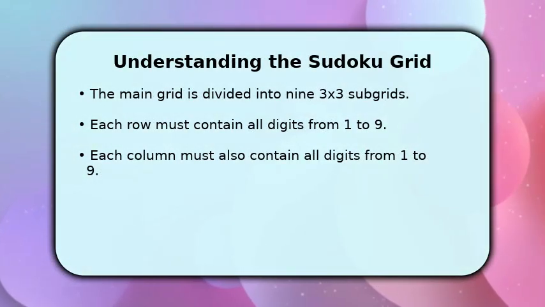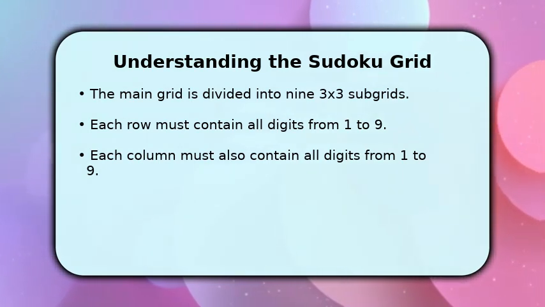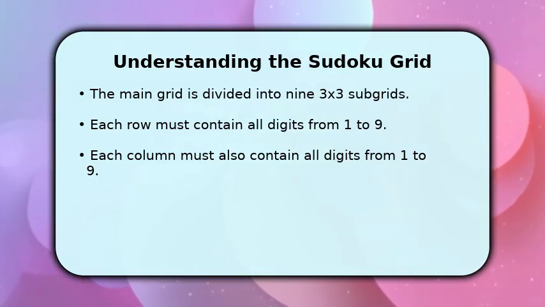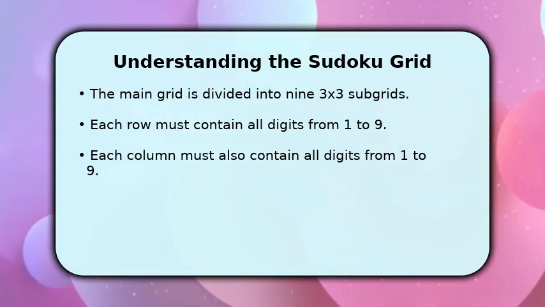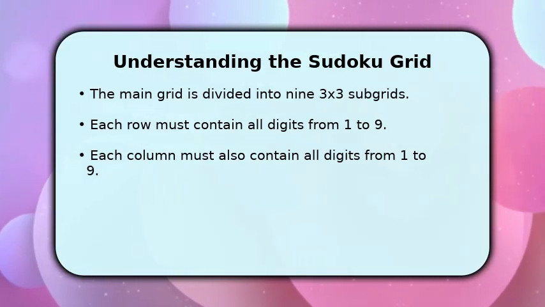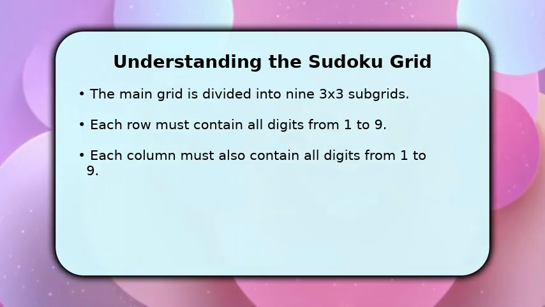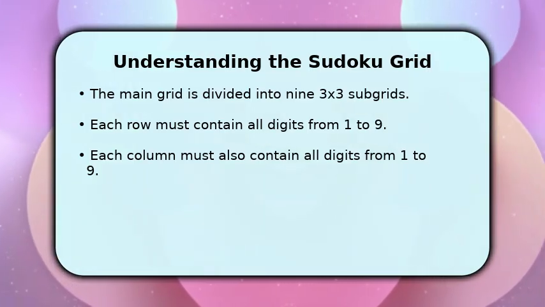The Sudoku grid is a 9 by 9 square, further sectioned into 9 smaller 3 by 3 boxes. The fundamental rule is that every single row must contain the digits 1 through 9 exactly once. Similarly, every column must also feature each digit from 1 to 9 without any repetition. This structure forms the core challenge of the game.